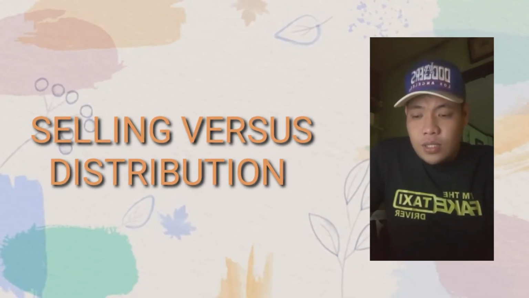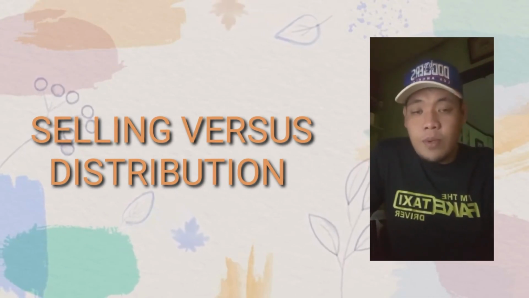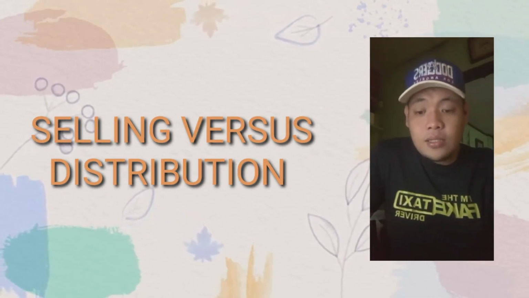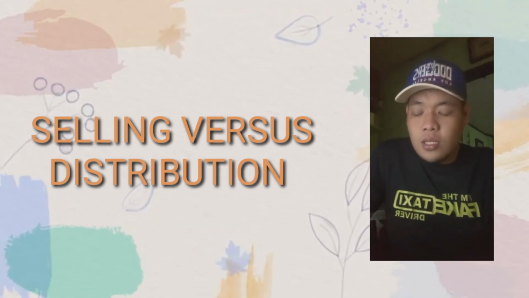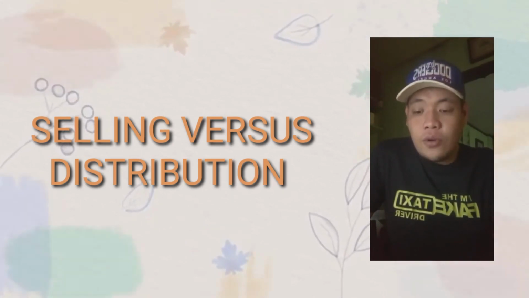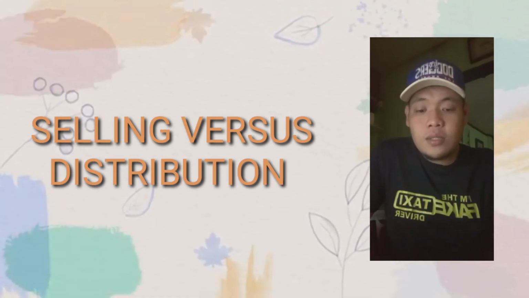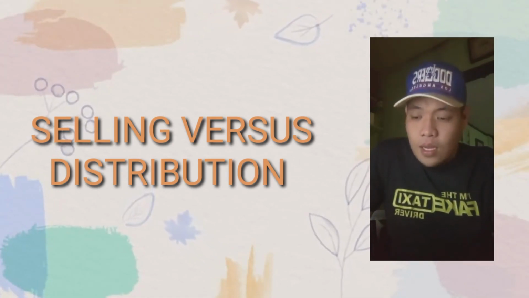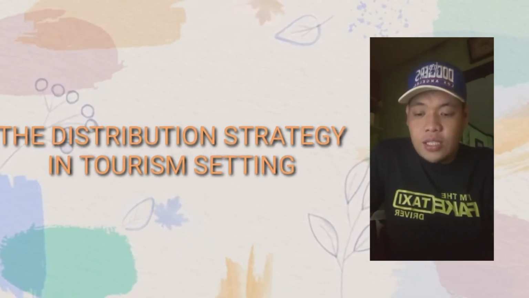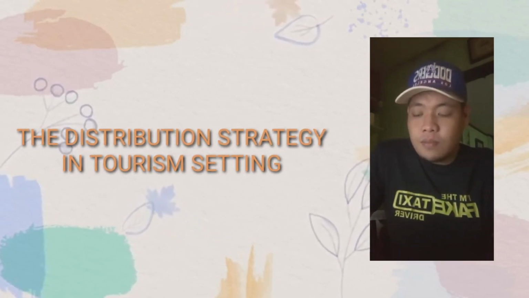Selling versus distribution. Some people often mistake selling as distribution when in fact they are different. Selling is a form of promotion while distribution is the creation of the selling outlet. The distribution strategy in the tourism setting.